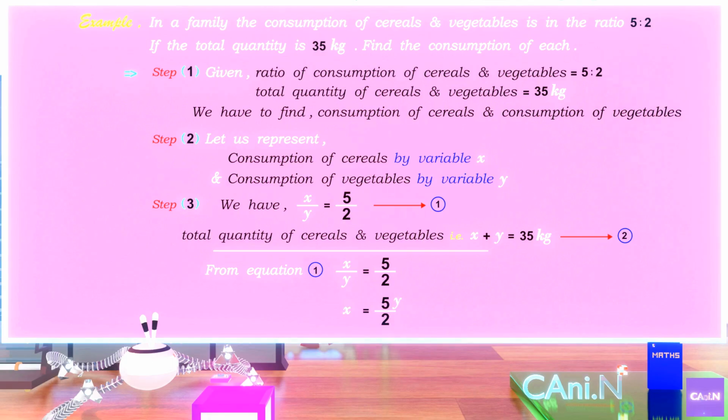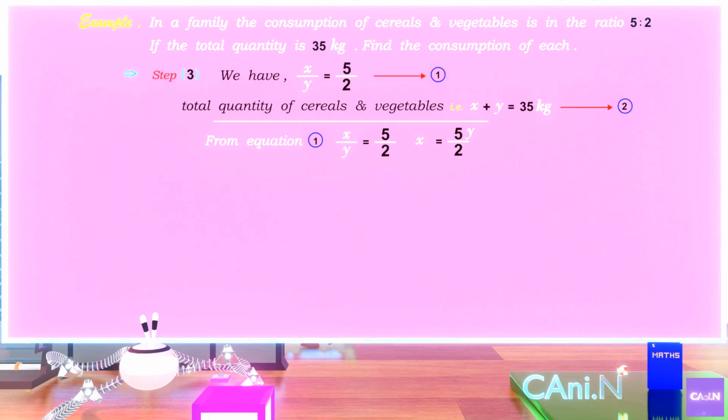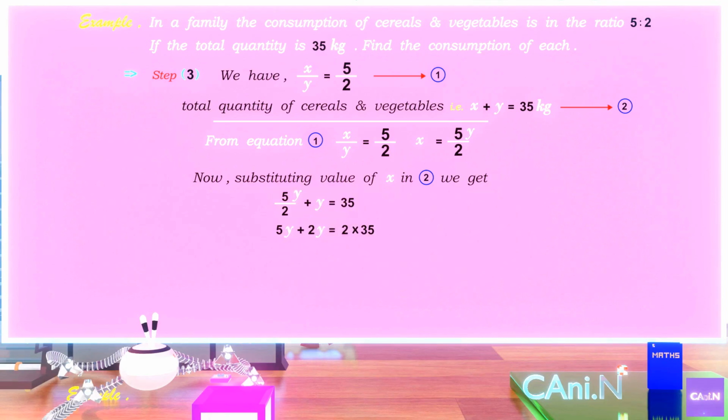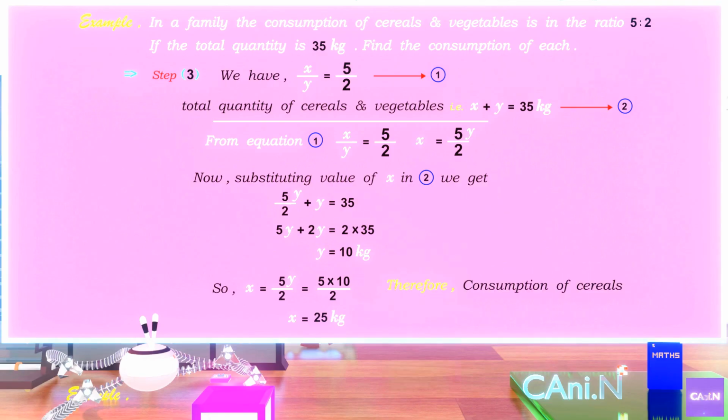From equation 1, x/y = 5/2, x = 5y/2. Now, substituting the value of x in equation 2, we get 5y + 2y = 2 × 35. y = 10 kilograms. So, x = 5y/2 = 5 × 10/2. x = 25 kilograms. Therefore, consumption of cereals = x = 25 kilograms. Consumption of vegetables = y = 10 kilograms.